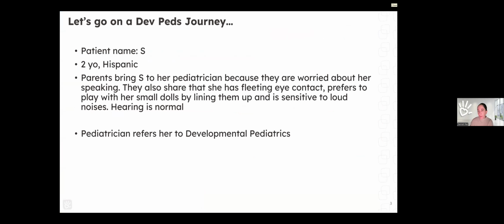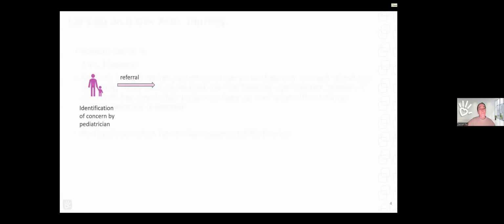I'm going to be very brief. This isn't really a case review, but I thought it would be nice to start with a patient that we might see. So patient S is a 2-year-old Hispanic girl. Parents bring her to her pediatrician because they're worried about her speaking. They also share that she has fleeting eye contact, prefers to play with her small dolls by lining them up, and is sensitive to loud noises. Her hearing is normal. So her pediatrician refers her to developmental pediatrics.